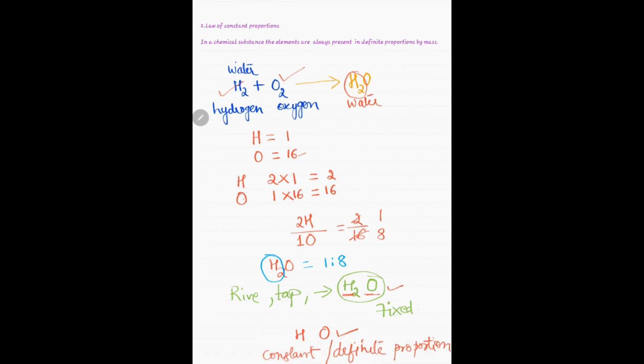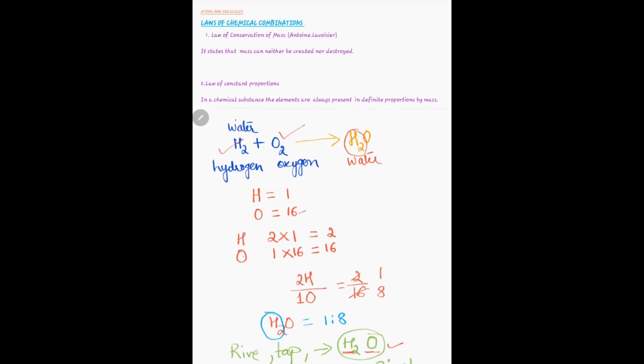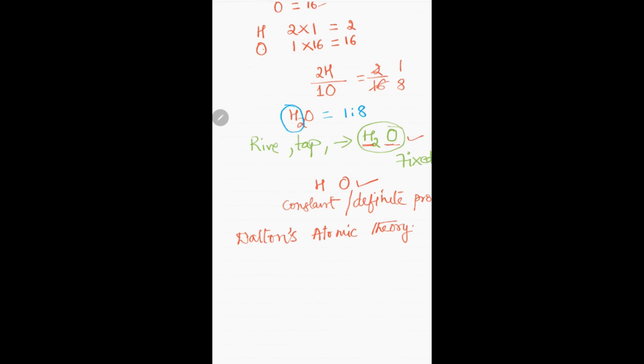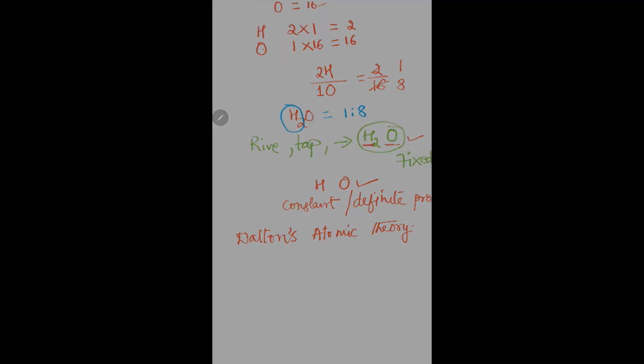These are the 2 laws. First is the law of conservation of mass and second is the law of constant proportion. So thank you very much. Hope you have understood.